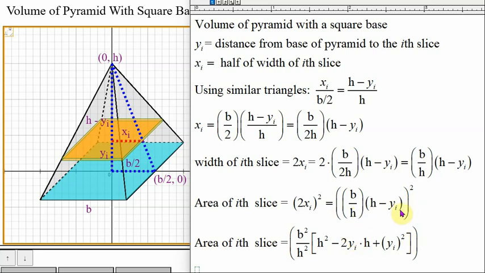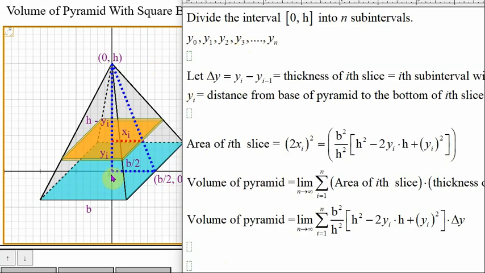Then expand this out, we get b squared over h squared times h squared minus 2 y sub i times h plus y sub i squared. So this is the area of the ith slice. Now let's find the volume of this ith slice.